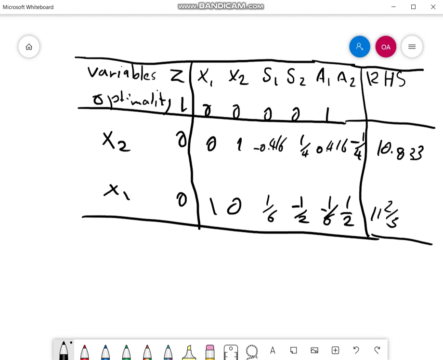Since all my decision variables are more or equal to 0, I have reached the optimal solution for phase 1. So I can switch right now to the second phase. Phase 1 has ended, and I can start my phase 2.